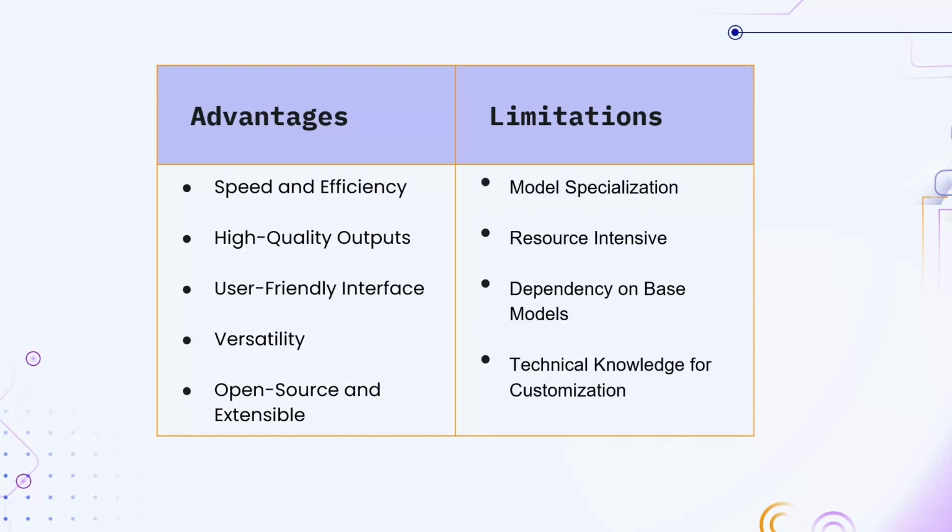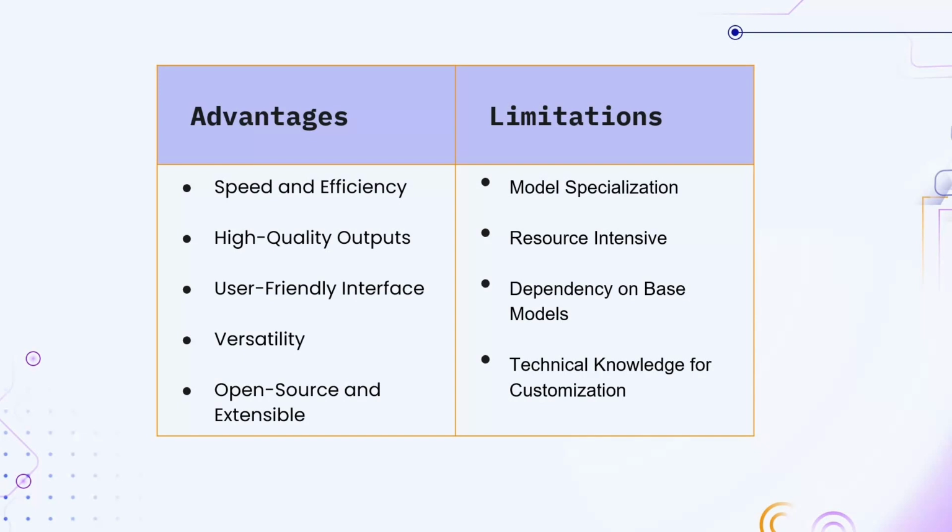Next, technical knowledge for customization. While the app provides a user-friendly interface, customizing the underlying code and models requires technical knowledge of AI, machine learning, and diffusion models. Users looking to modify or extend the app's capabilities need to be familiar with programming in Python and using libraries such as Hugging Face transformers and diffusers. So this is one of the limitations where we can help you.